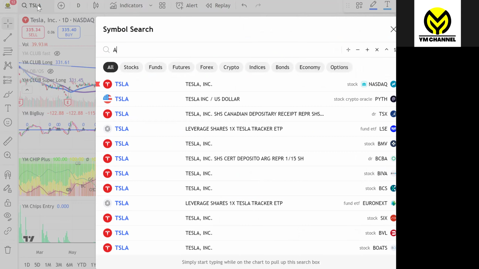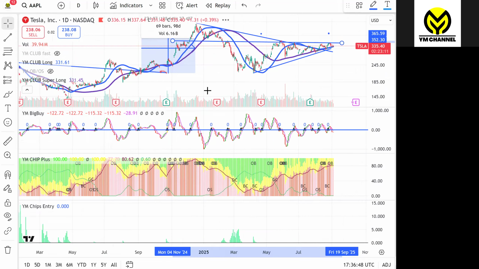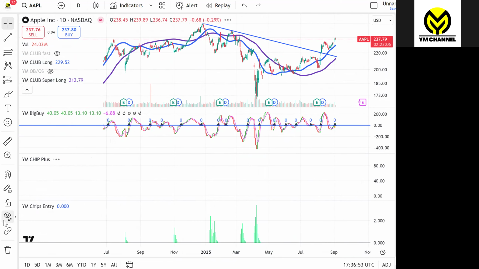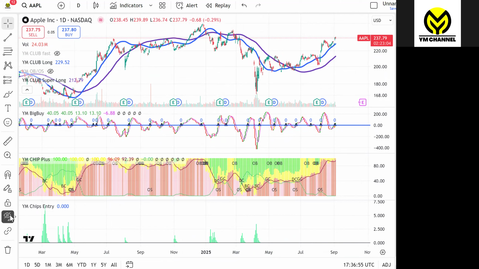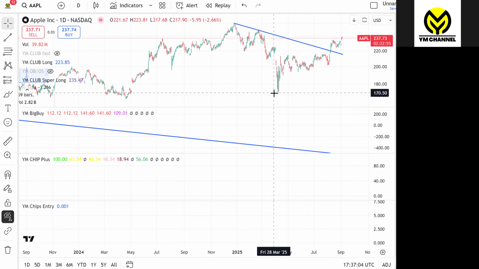Another one I want to look at is Apple. Apple, we also covered in our video. I told you, hey, we are inside the triangle. You can take a look. Let's say you don't have my indicator. You just use a triangle. You can see this is a triangle.